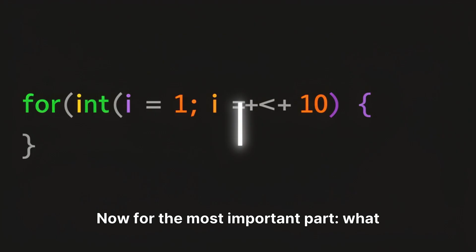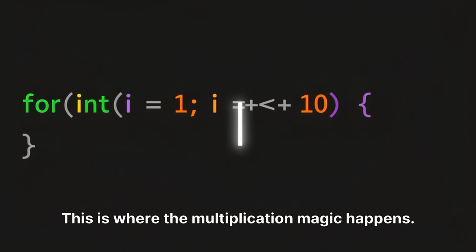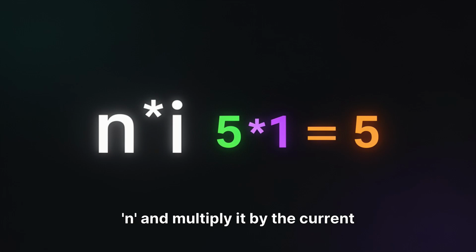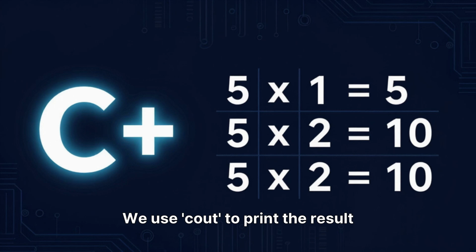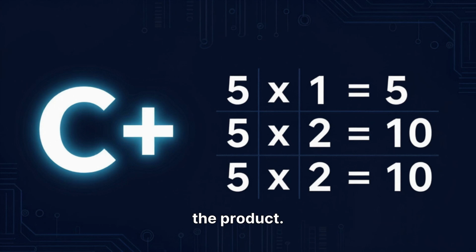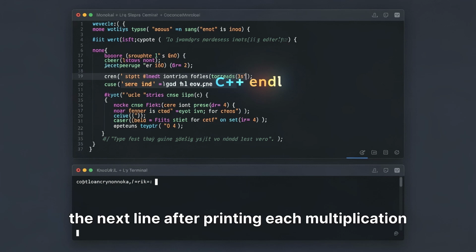Now for the most important part. What happens inside those brackets? This is where the multiplication magic happens. In each iteration, we take our number n and multiply it by the current value of our counter i. We use cout to print the result in a nice format. The number, then an asterisk, then the multiplier, and finally the product. Don't forget endl. This tells the program to move to the next line after printing each multiplication result.